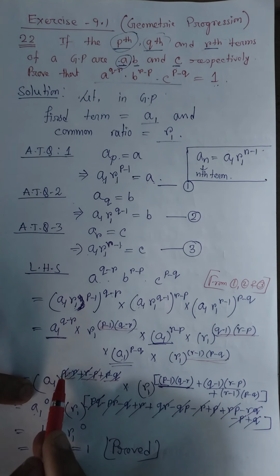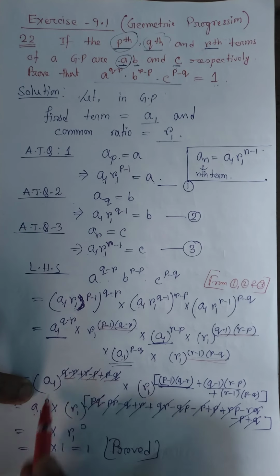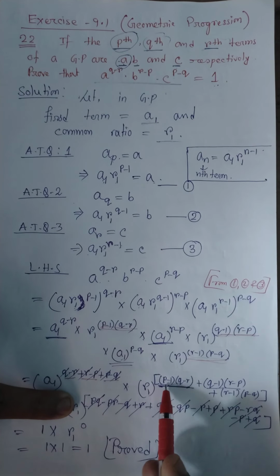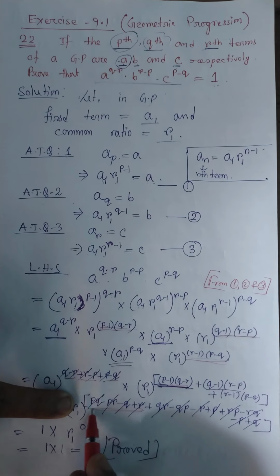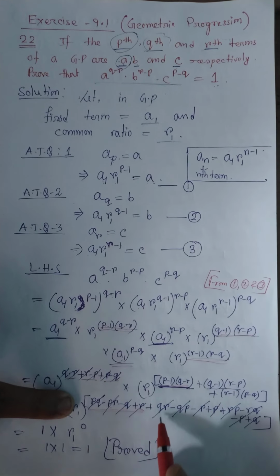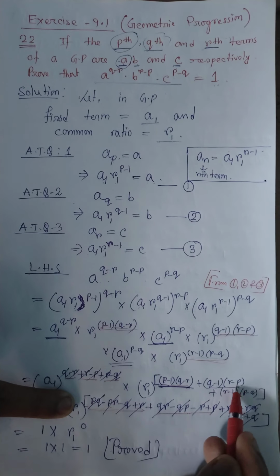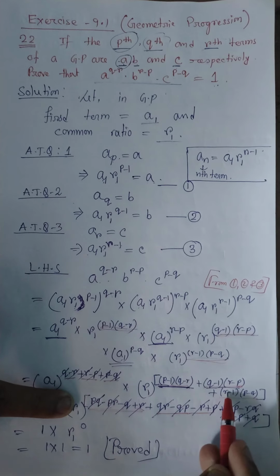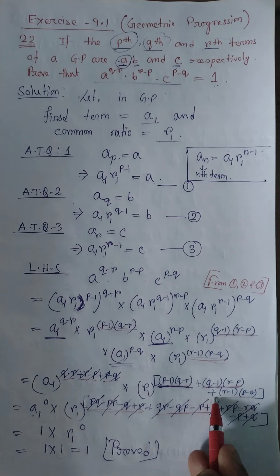Now, for A1 to the power, all the terms are cancelled out. Q cancels out, P cancels out, R cancels out. That means A1 to the power 0. R1 to the power: now multiply. P minus 1 into Q minus 1 gives PQ minus PR minus Q plus R. After multiplication, we get this. And here, QR minus QP, minus R plus P. From here this comes. Now RP minus RQ minus P plus Q. The fourth term we get from here.